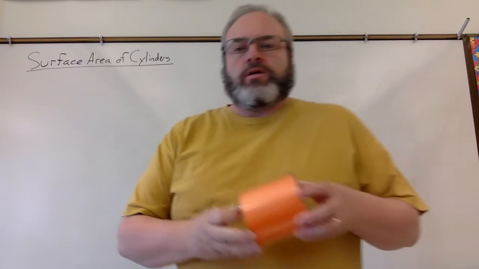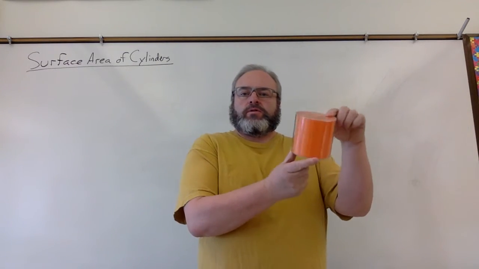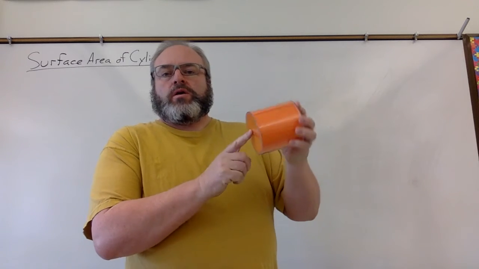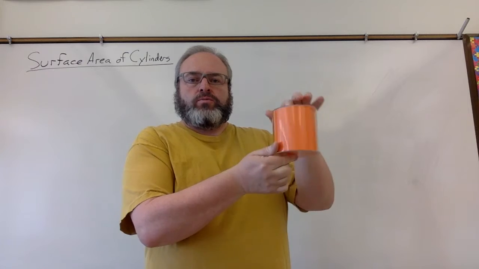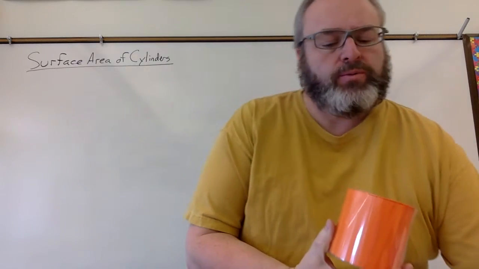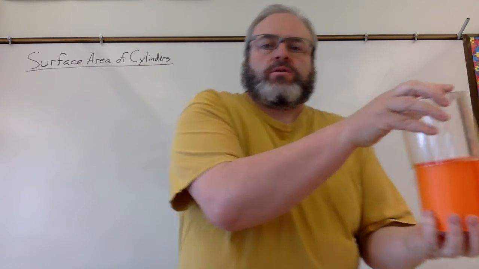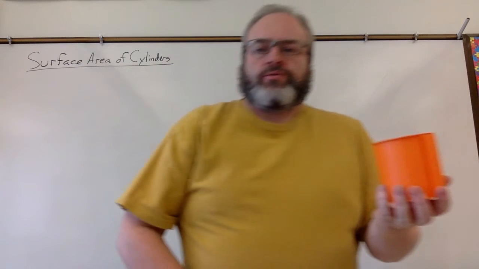So let's just look at a cylinder really quickly. A cylinder, of course, is round at each end, like a tube. And if I pull this orange part out of here, we can actually take a look at what the surface area of a cylinder would look like. So if I were to unfold this, we have a rectangle with two circles.